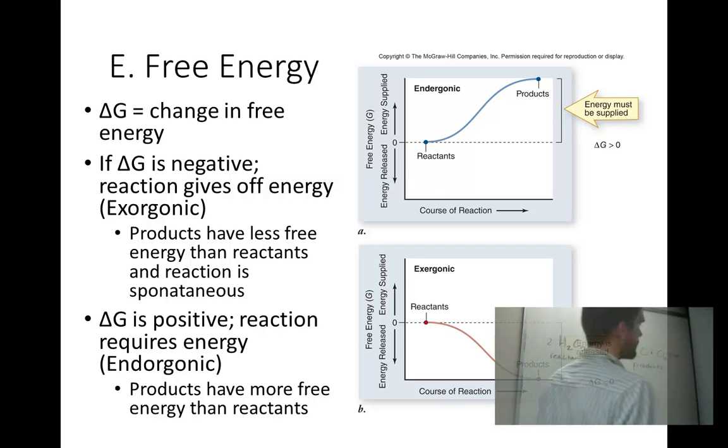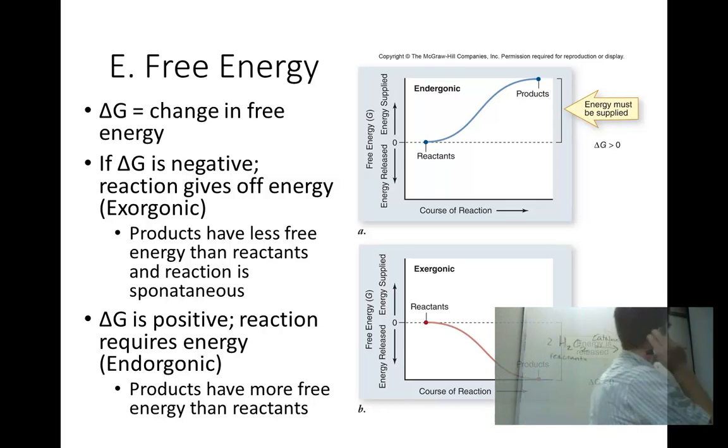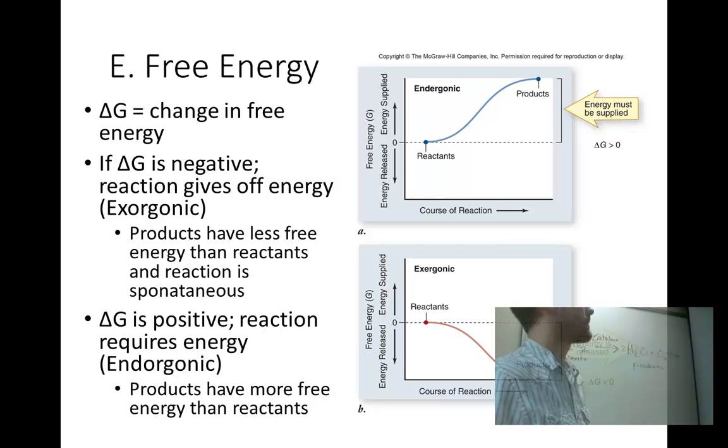Okay, the opposite is an endergonic reaction, in which you have to put energy into the system. So if we wanted to combine water and oxygen and convert them into hydrogen peroxide, it would require energy. And our products would have more energy than our reactants. So you would gain free energy, and that would be endergonic.